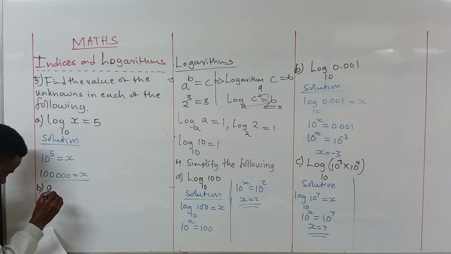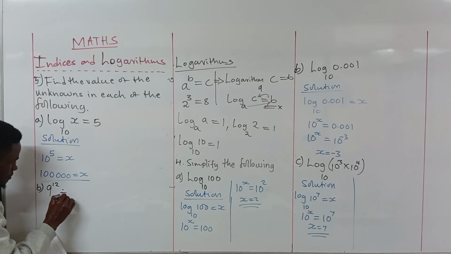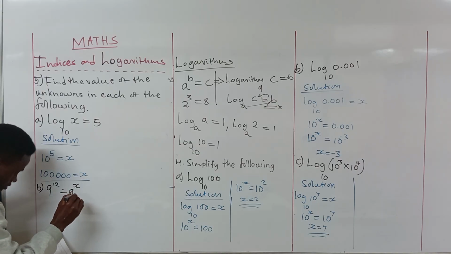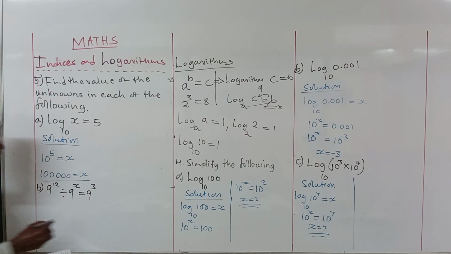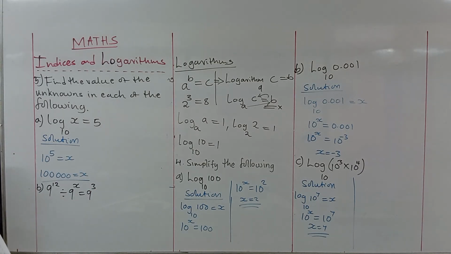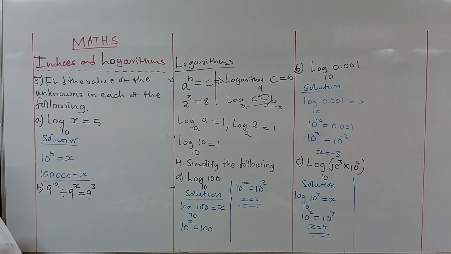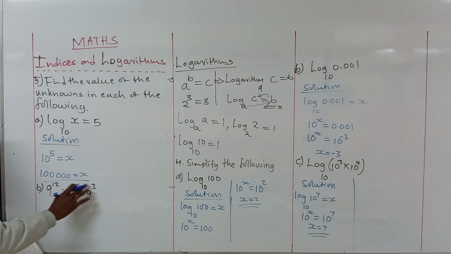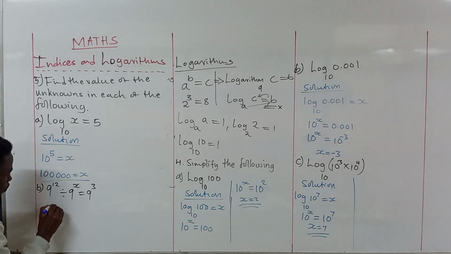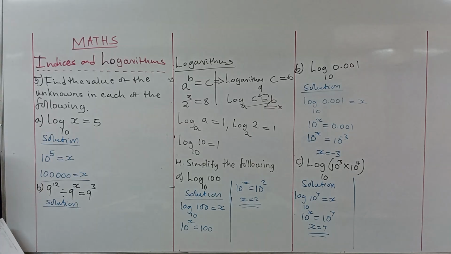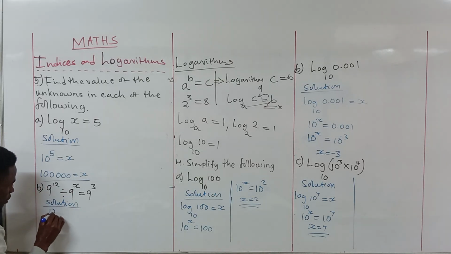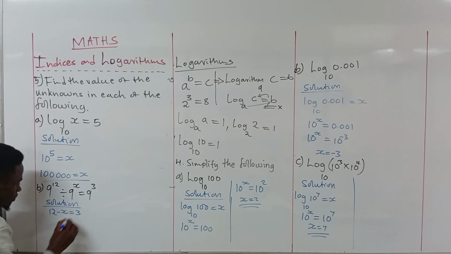9 raised to power 12 divided by 9 raised to x is equal to 9 raised to power 3. In that question, they have the same base, so we are going to equate our powers. I believe by now you are able to connect very fast. So this is 12 minus x, because there is a division, is equal to 3. So 12 minus x is equal to 3.